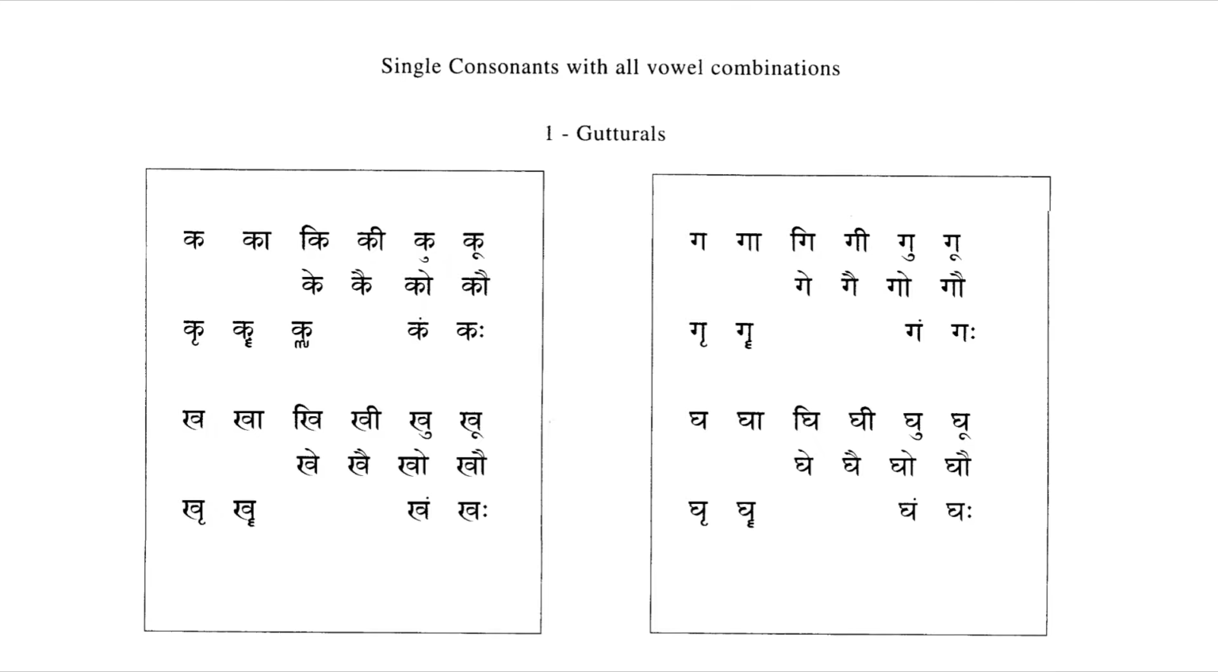Gha, gha, ghi, ghi, ghu, ghu. Ghe, ghai, gho, ghau. Gham, ghaha. Ghr, ghri. Let's repeat the original vowel sounds. A, a, i, i, u, u. E, ai, o, au, am, ah. R, ri, lr.